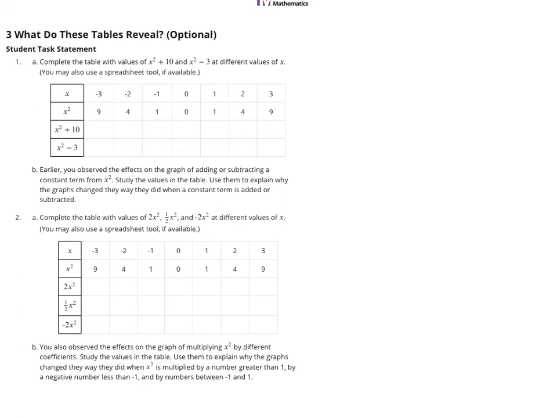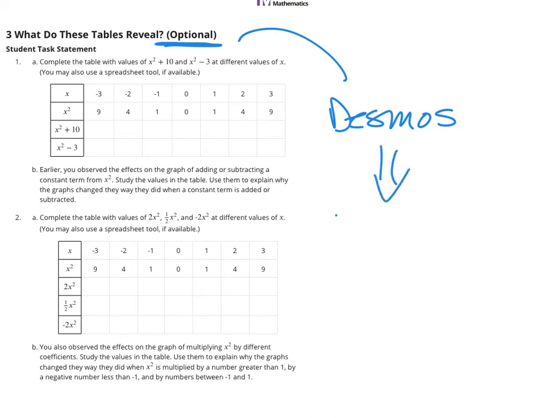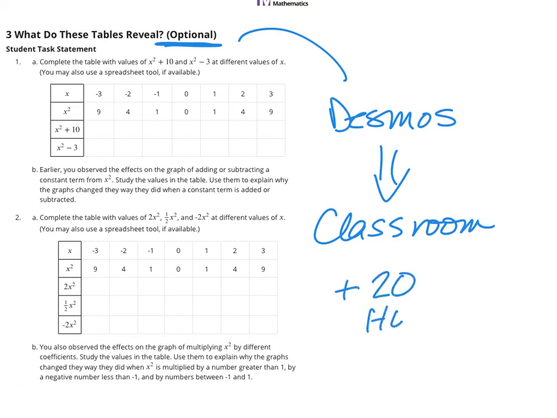So this is part 3, what do these tables reveal, optional. I'm going to put a Desmos exercise for you guys to complete into your Google Classroom. It's really a good exercise, and if you do this, I'm going to give you a +20 homework assignment. That's double a normal homework assignment, all right? So 20 points extra credit in your homework if you work through this.